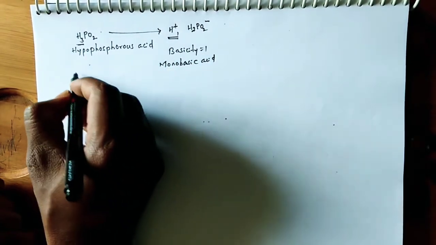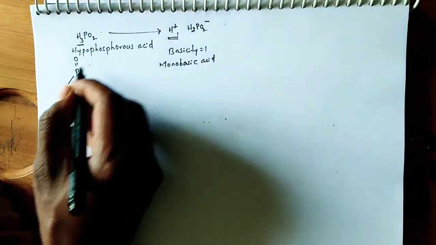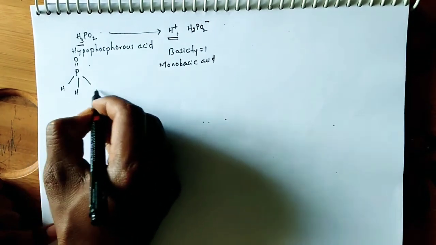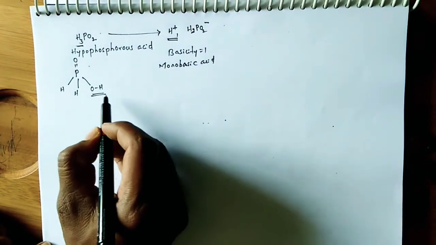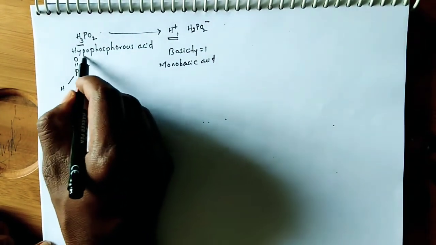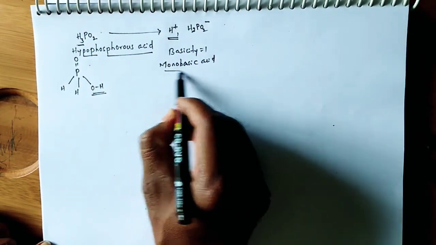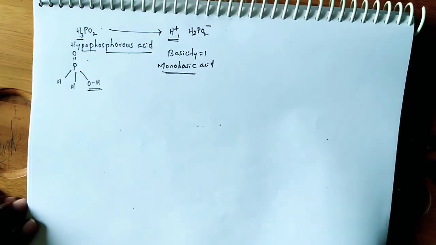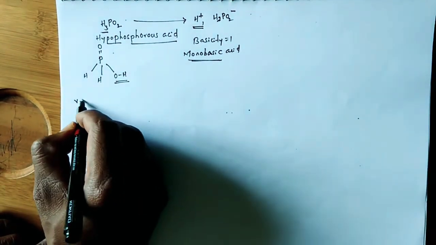So it is a monobasic acid. Why only 1? The same thing we have seen in the previous 2 cases. Here only 1 hydrogen atom is directly attached to the more electronegative element, that is oxygen. So hypophosphorus acid, even though it has 3 hydrogens, acts as a monobasic acid. Here one more thing we must remember, very important.